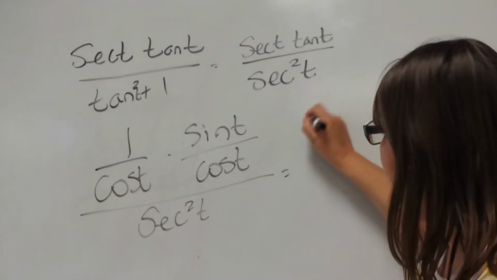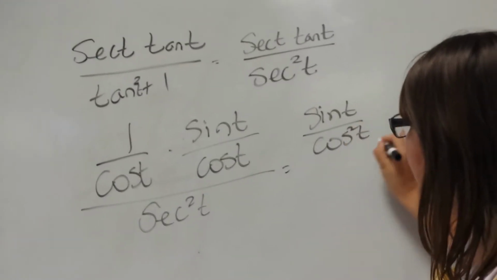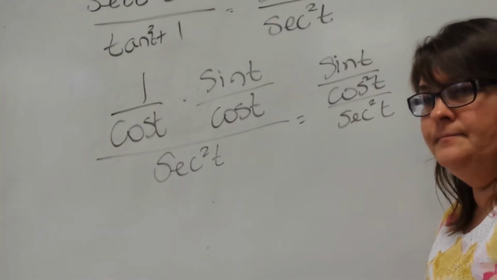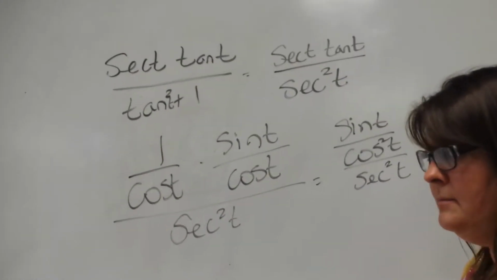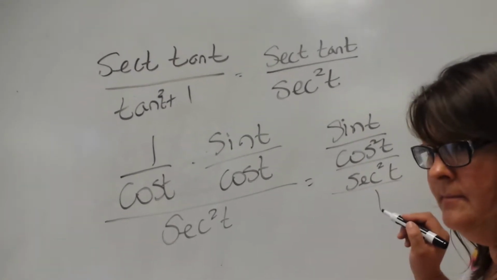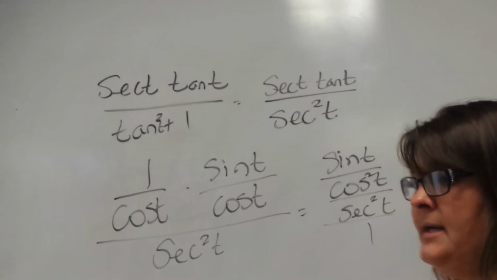Okay, so you said, okay, I have sine over cosine squared t over secant squared. And then I did sine over cosine squared times secant squared over 1. Instead of, I brought secant over and did the reciprocal. Okay, so you said this is really over 1. Yeah. And so you took the reciprocal and brought it up here? Is that what you're saying to me?